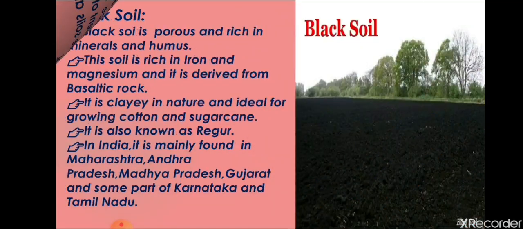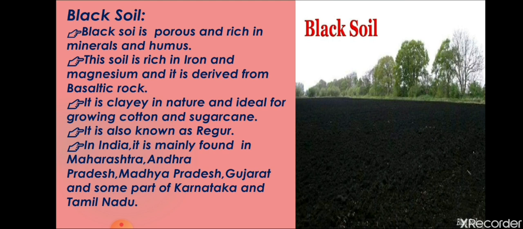Now the next soil is black soil. Black soil is porous, that means water can easily pass through it. It is rich in minerals and humus. Mineral presence is very high and humus, organic matter, is also high. This soil is rich in iron and magnesium, and this soil is formed of basalt.